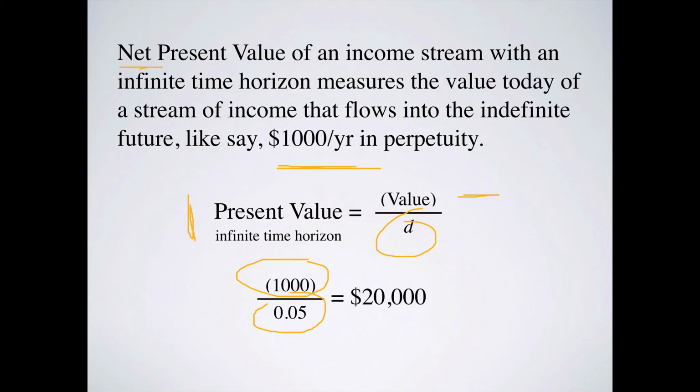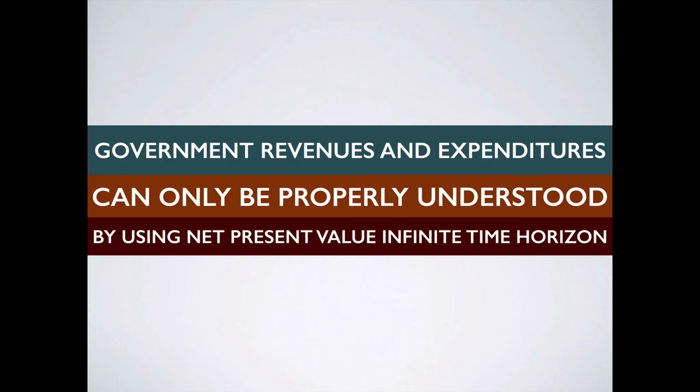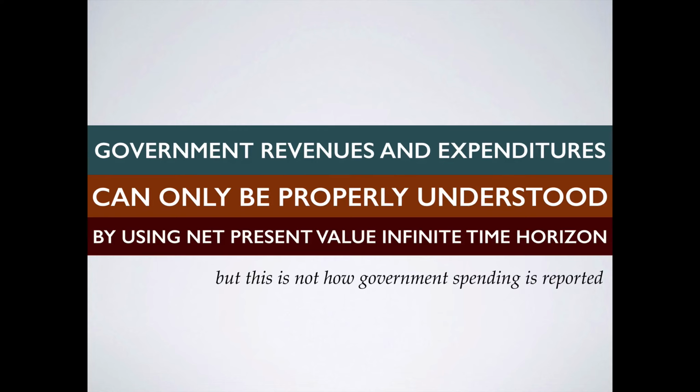So government revenues and expenditures can only really be properly understood by using this net present value infinite time horizon. But that's not really how government spending is reported. What makes sense mathematically, what has an economic meaning, is what economists say: report your figures the way everyone reports them, in the mathematically standard way. The government doesn't do things like that at all. So let's see what the consequences of that are.